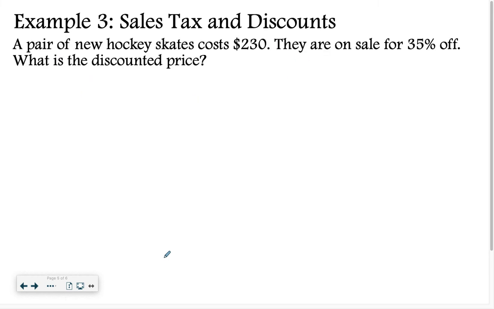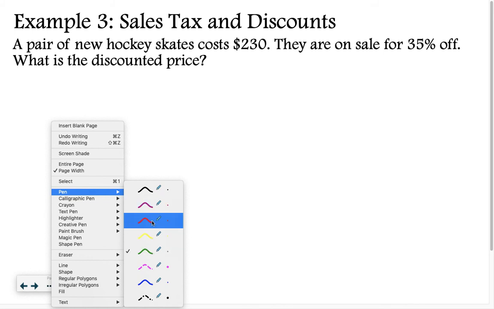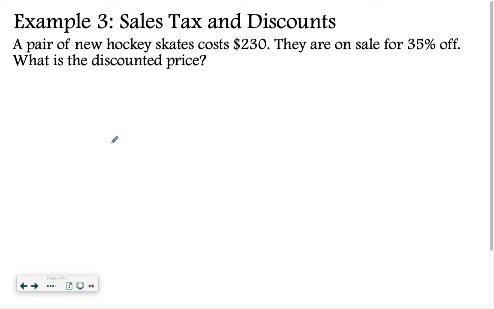Now let's talk about discounts. So discount is when you save money. So tax is when you give more money. Discount is when you save and you get to keep your money. So we have a new pair of hockey skates, cost $230. They are on sale for 35% off. What is the discounted price?